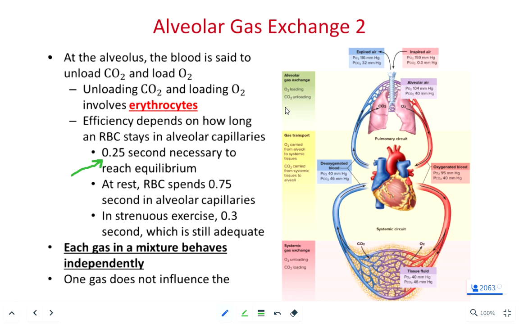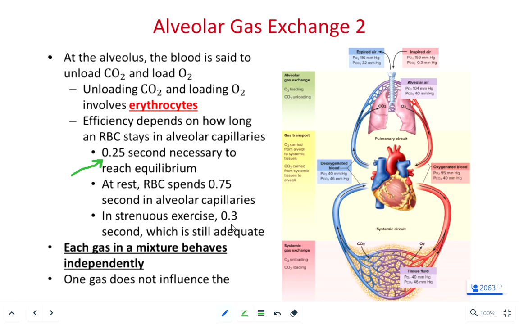The figure cited in your textbook is 1/3 of a second, approximately. I'm not necessarily hung up on these exact numbers, 0.25, 0.75, 0.3. What I want you to focus on is the overall trend, that it takes a little bit of time, some fraction of a second, for the gases to load and unload. And as we exercise more, the blood has less time for loading and unloading of the gases. The erythrocytes have less available time. But even if we're really exercising really hard, there's still enough time for the loading and unloading of these gases.